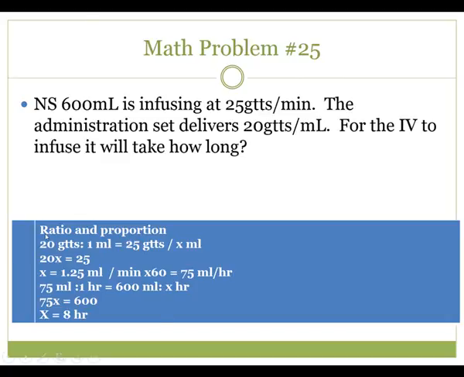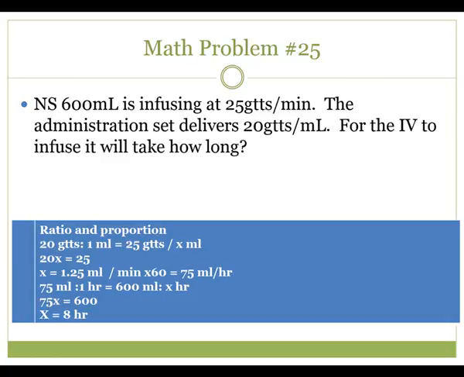So I say 20 drops is to 1 meal, as 25 drops is to X meal, because I'm giving him 25 drops a minute, so I want to know how many meals I'm giving him. So 20 drops is to 1 meal, as 25 drops is to X meals. Then you solve that out to say 1.25 meals per minute is what I'm giving him with my 25 drops. 1.25 meals per minute times 60 is 75 meals in an hour I'm giving him.